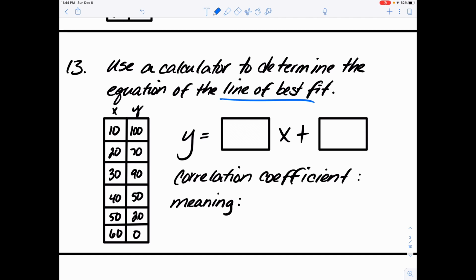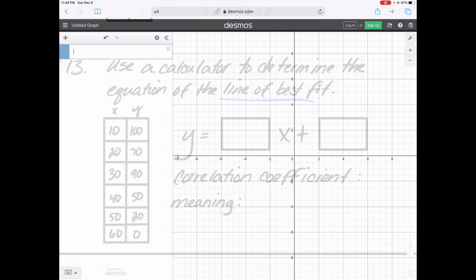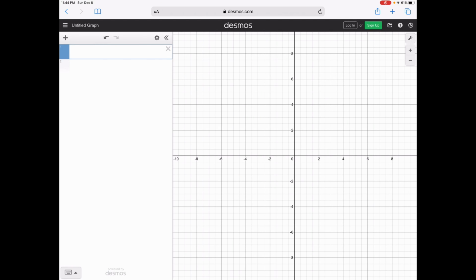So without further ado, we'll go to our Desmos graphing calculator, input our data, and get our equation and correlation coefficient. Now we'll input our data points. Remember to hit the plus sign on the left side of the calculator here to bring up some options. We need our table. We'll input our x values.